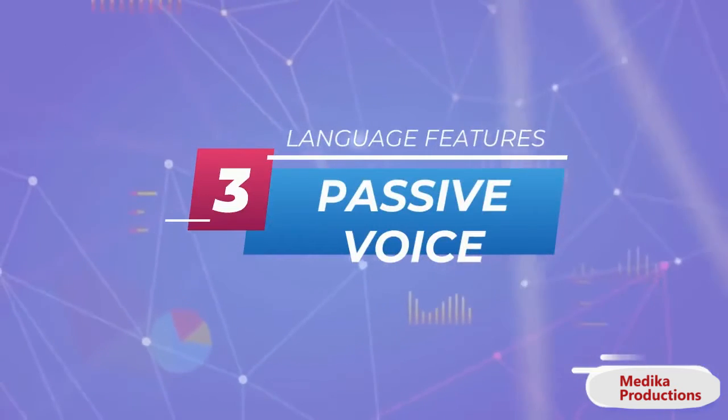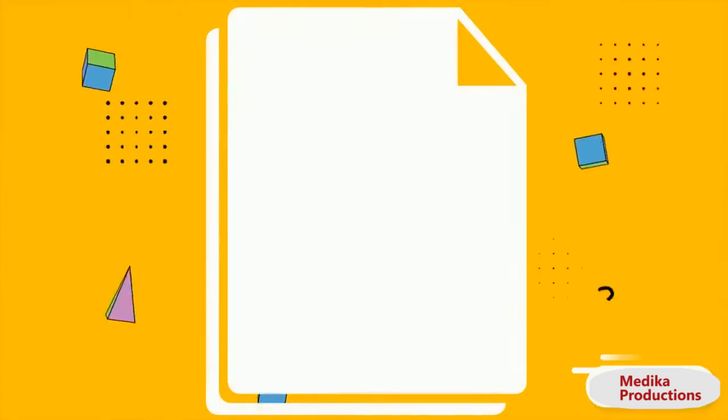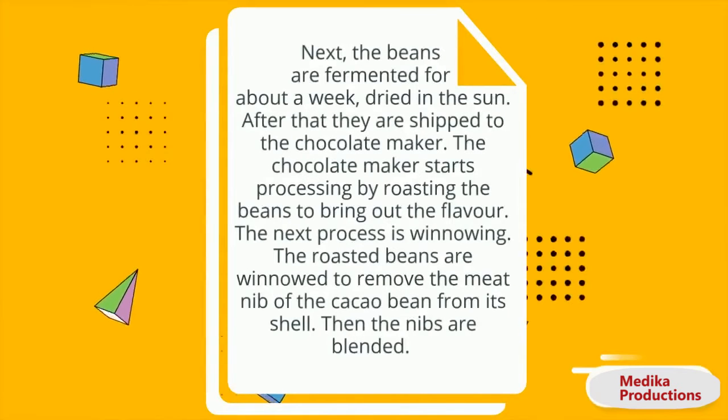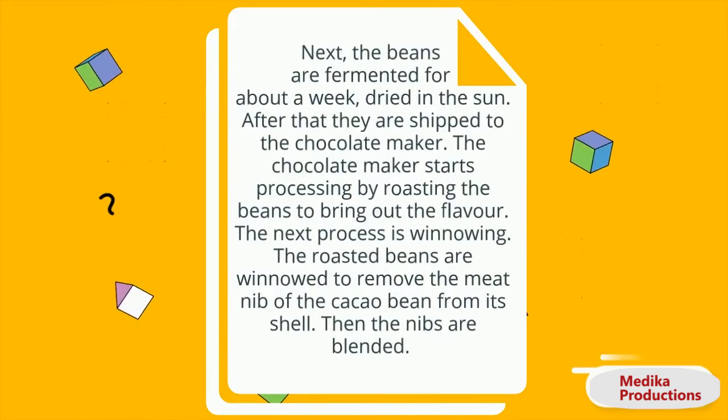The third language feature is passive voice. What is passive voice? We go back again to the explanation text, namely how chocolate is made. So back again to the phrases: are fermented, are shaped, are renewed, or are grounded. It is an example of the passive voice. It shows that the passive voice is one of the language features of the explanation text.